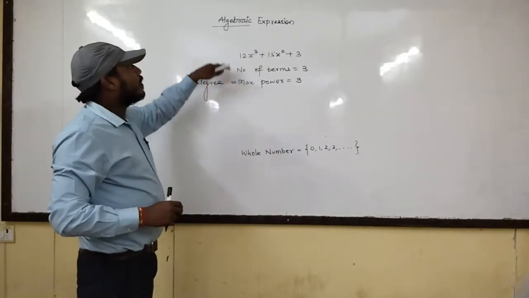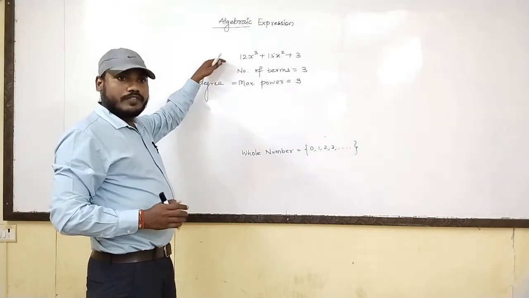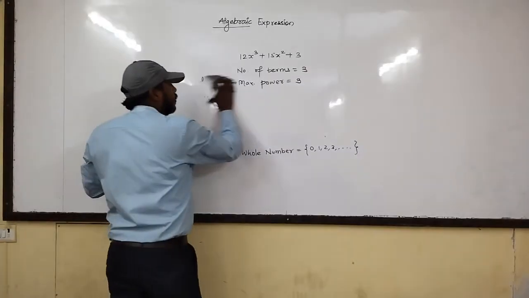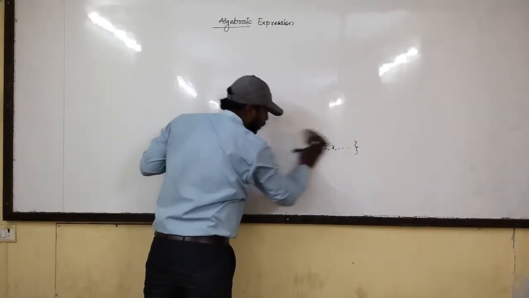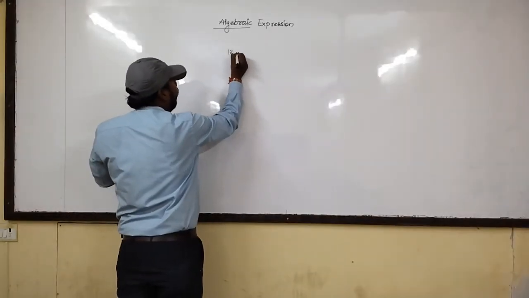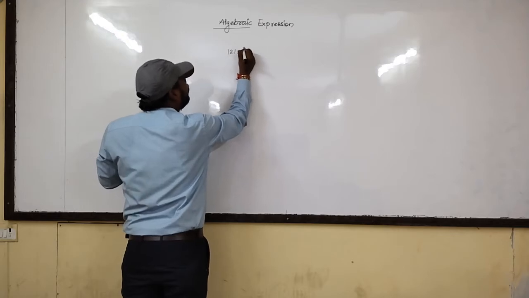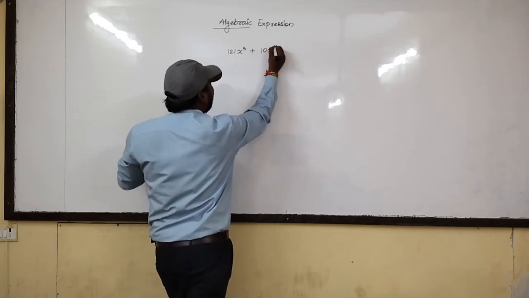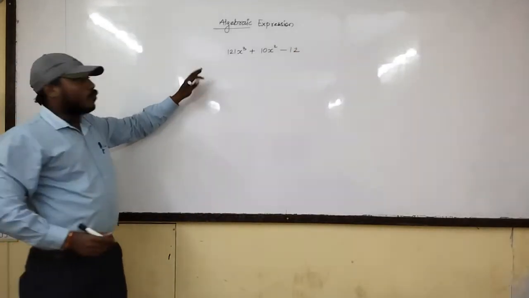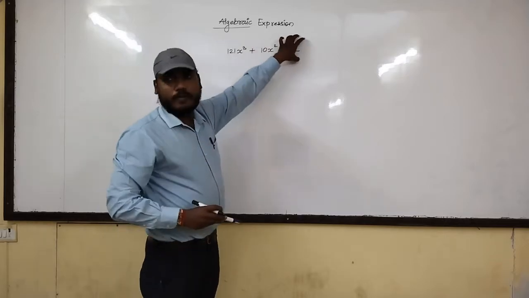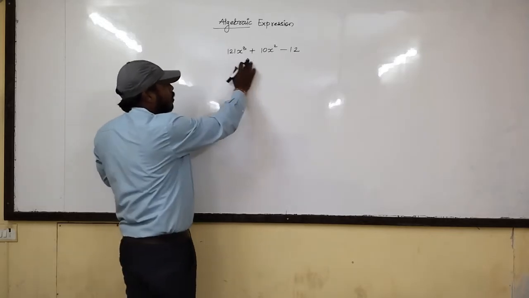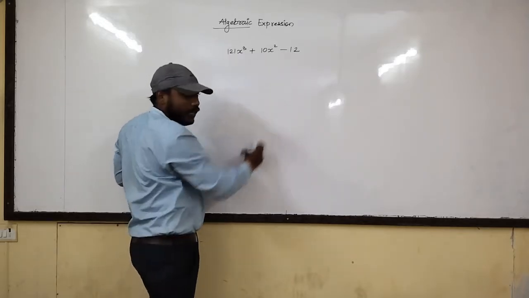Depending on the number of terms, we are talking about polynomials. Try to understand polynomials. When we talk about polynomials, let's look at the general form. Let's say I am writing a polynomial: 121x^3 + 10x^2 - 12. This is representing a polynomial. The meaning of a polynomial is that we write from the highest power to the lowest power. It is an algebraic expression, right? The coefficients are 121, 10 and 12.